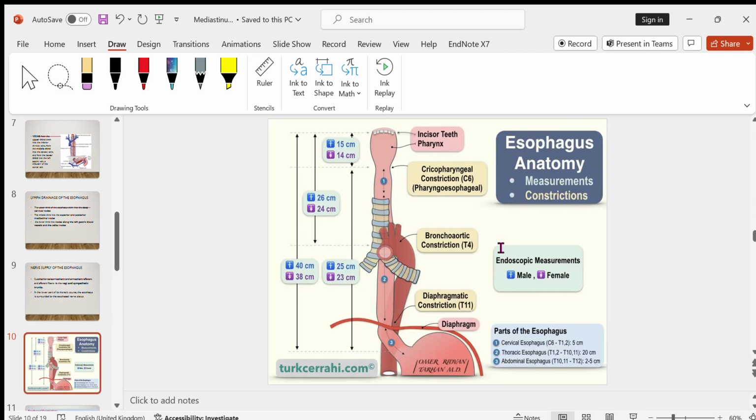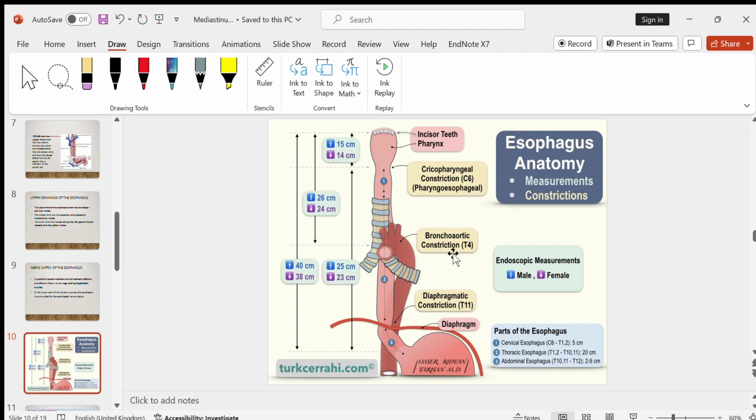The most important thing about the esophagus are the three esophageal constrictions. The level of these constrictions is important. The first constriction is at the level of C6. It is the point where the pharynx becomes the esophagus. It lies at the level of the C6 vertebra.